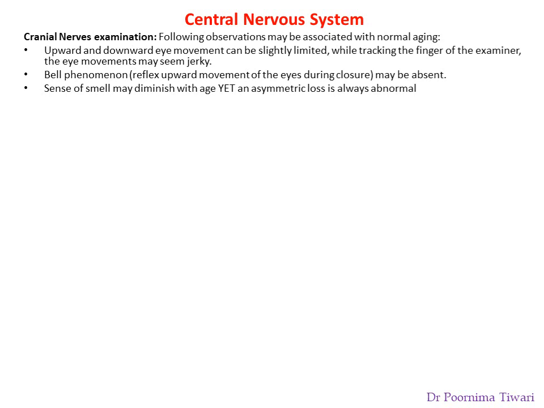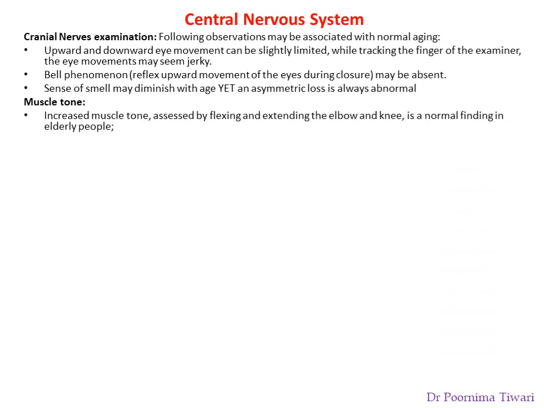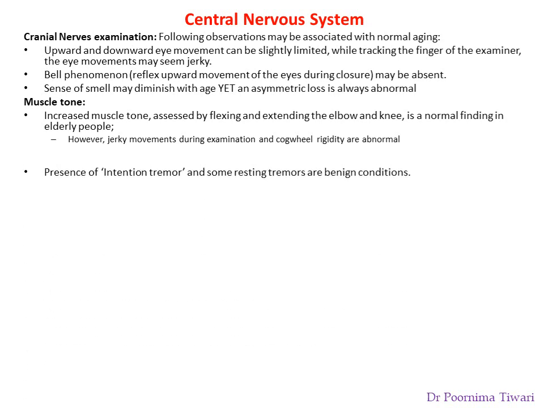So even if you consider these findings to be age related, you have to report it to the examiner that these are the findings, probably age related. While examining the muscle tone, which is assessed by flexing and extending the elbow and knee joints, you may see an increased muscle tone. However, if there are jerky movements, especially cogwheel rigidity, these are abnormal.